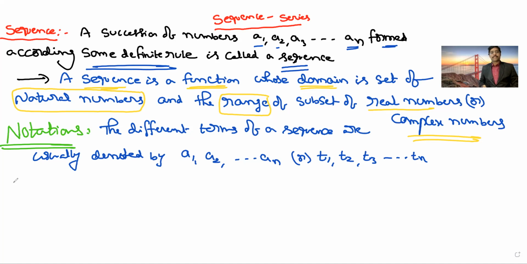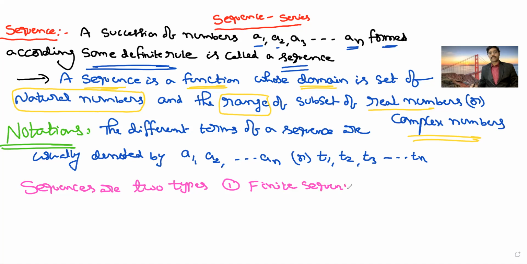Now explain series. Okay. So sequences are two types. One is finite sequence, second one is infinite sequence. The sequences are two types. First one is finite sequence. Second one is infinite sequence.